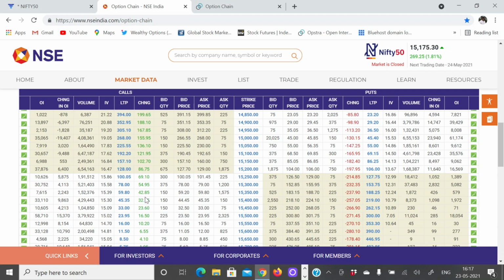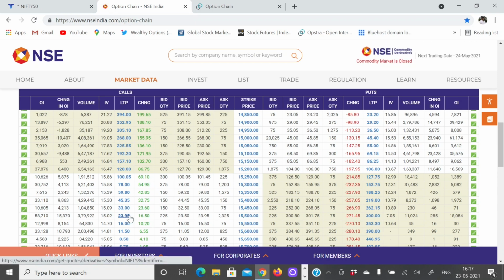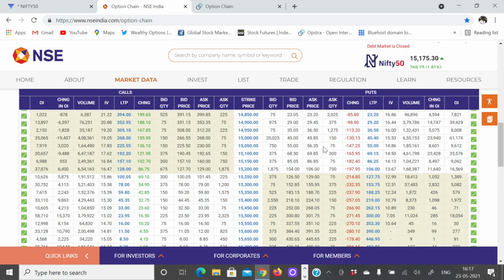And if somebody wants to buy or sell out of the money call options, like 15,500 call options, it is trading at 24 rupees, but the at the money call option is trading at 128 rupees. So in one place you get a view of all the strikes' current trading prices, and you can choose based on whatever premium you want to pay or whatever premium you want to sell. You can easily choose which strikes you want to trade.